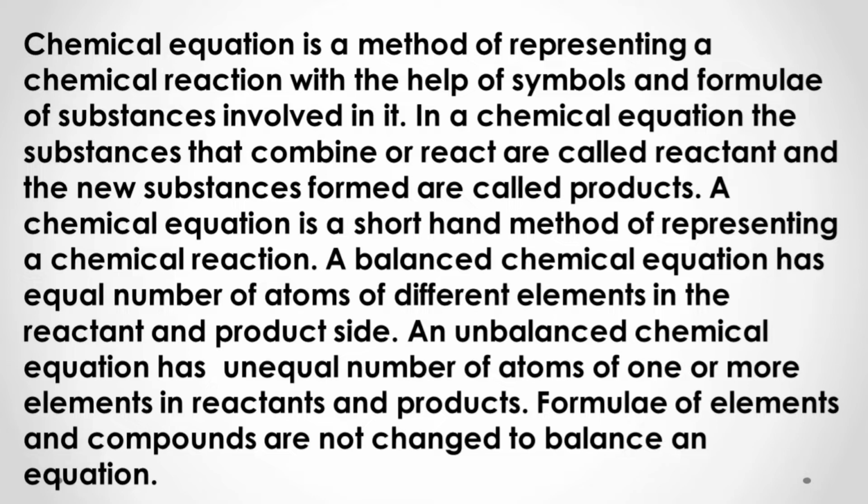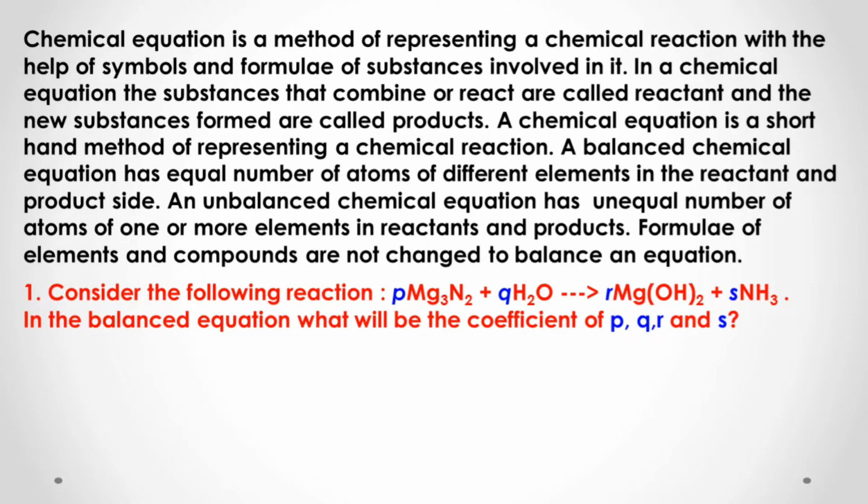A balanced chemical equation has equal number of atoms of different elements in the reactant and product side. An unbalanced chemical equation has unequal number of atoms of one or more elements in reactants and products. Formulae of elements and compounds are not changed to balance an equation. First question based on the case study.